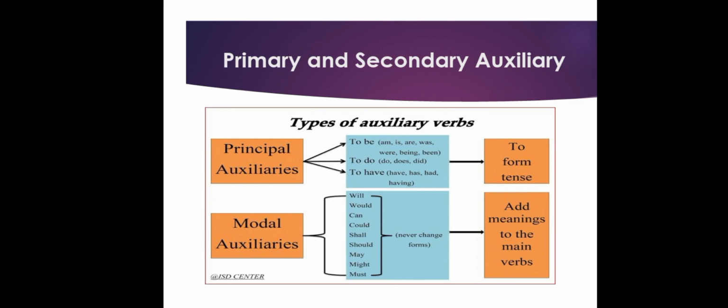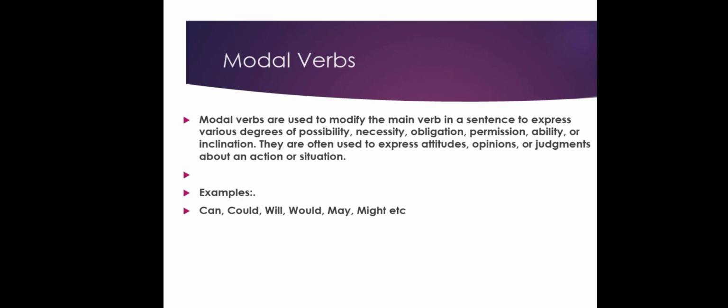Then we have modal auxiliaries or secondary auxiliaries: will, would, can, could, shall, should, may, might, must. These are used to create a sense, to create an ability, to create a different meaning for the main verb of the sentence. Then we have modal verbs.